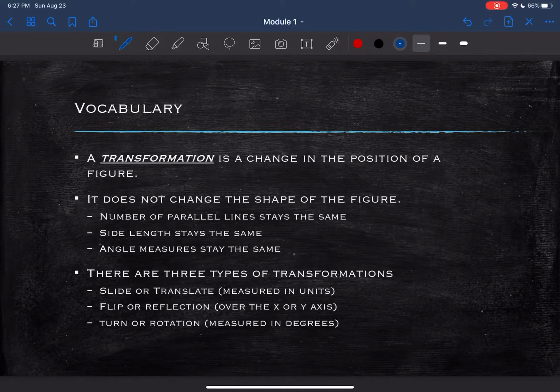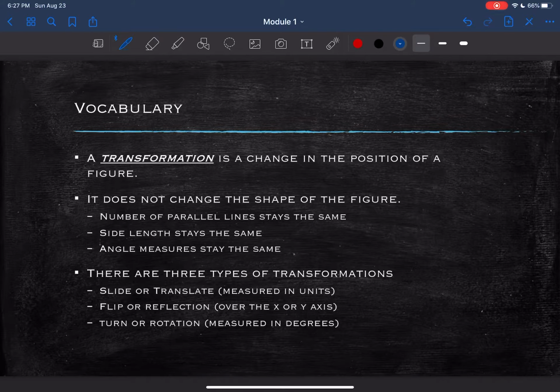A transformation is a change in the position of a figure. It does not change the shape of the figure. So things that could change the shape would be if we change the number of parallel lines. So in a transformation, the number of parallel lines stays the same. If the side length changed, then it would not be a transformation. For a transformation to occur, the side lengths must stay the same and the angle measures must stay the same.